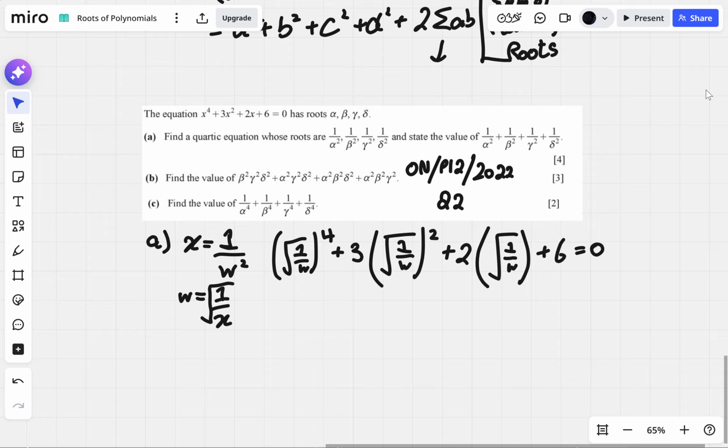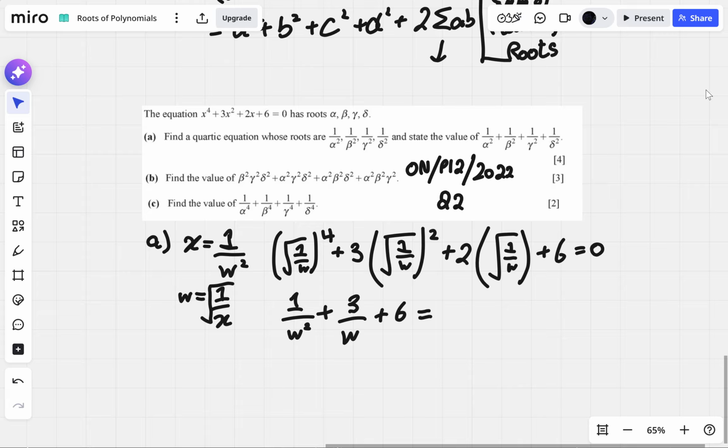1 over w square rooted and power 4, that is just going to be 1 over w squared. I really hope you all know how to solve that in mental maths. So 1 over w squared. Then the next one is going to be the square root and the square cancel out, so this is going to be 3 over w. The next is 2 times 1 over w square rooted. So we can take that to the other side so we can get rid of the square root. We can just keep plus 6 here, that's fine.